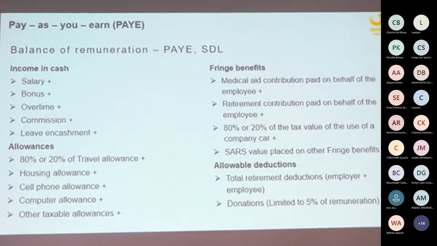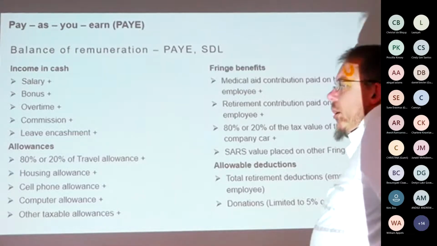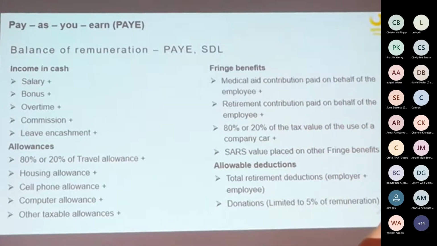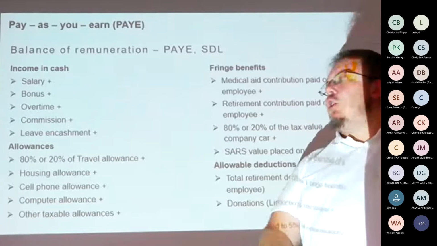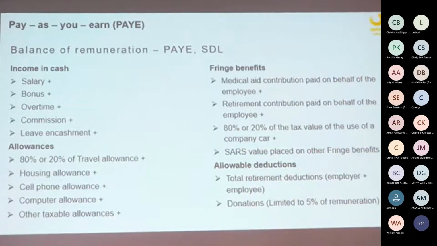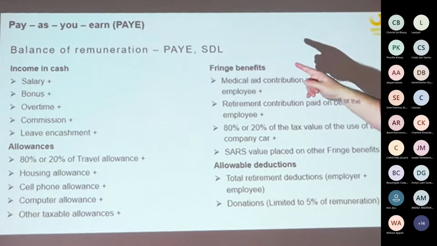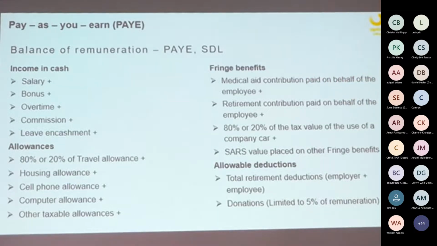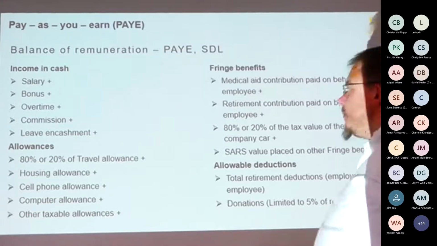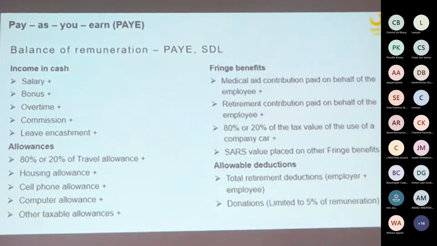Okay, PAYE and the SDL remuneration are normally worked out the same way. How does that work? Again, the stuff that I've said is remuneration. Your income includes your salary, your bonus, your overtime, your commission, your leave encashment. Leave encashment is if you get a leave payout for retirement or retrenchment. That's the only time you can get a leave payout. Remember, the Act said employers should not pay you out for leave. You get paid for leave, but you shouldn't be paid out. Okay. So that's your income and cash.